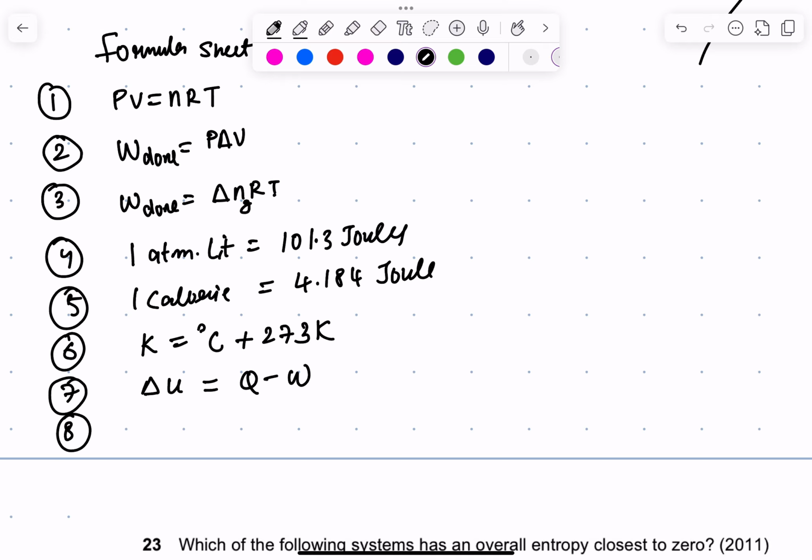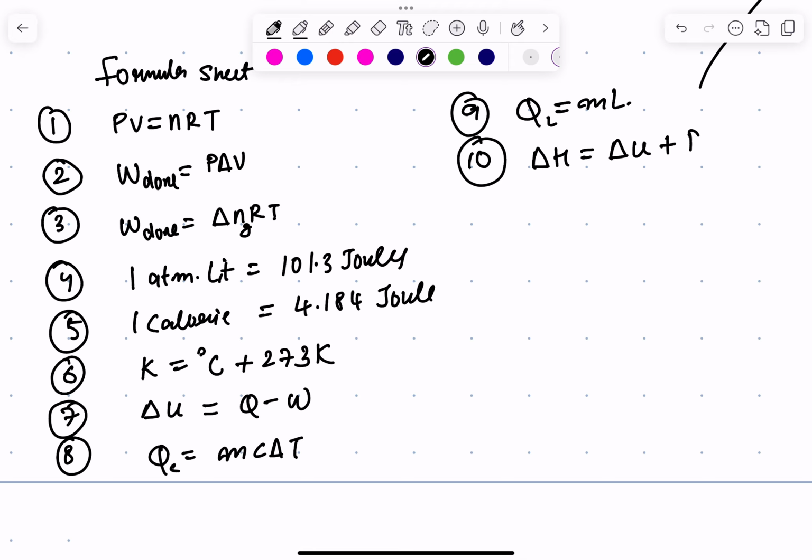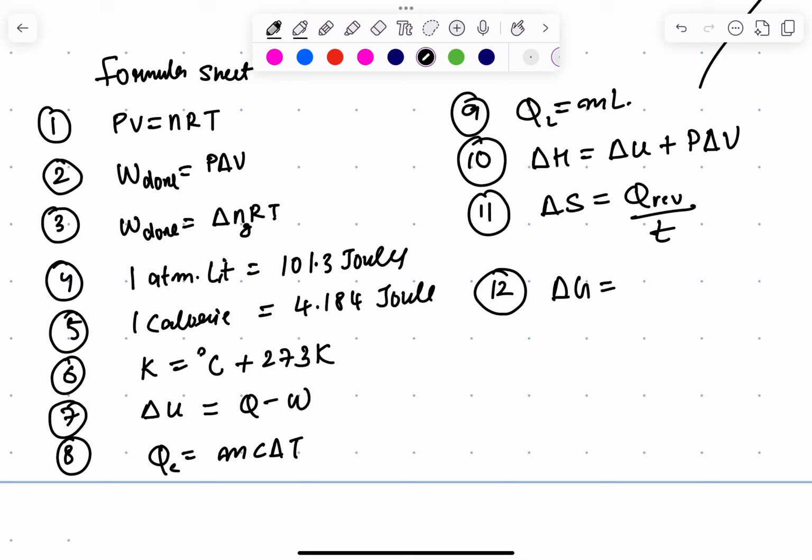Then we have specific heat: Q is equal to m c delta T. And latent heat is Q is equal to m L. Then we have enthalpy: delta H is equal to delta U plus P delta V. And then the second law, which is delta S is equal to Q by T. And Gibbs free energy is delta G is equal to delta H minus T delta S.